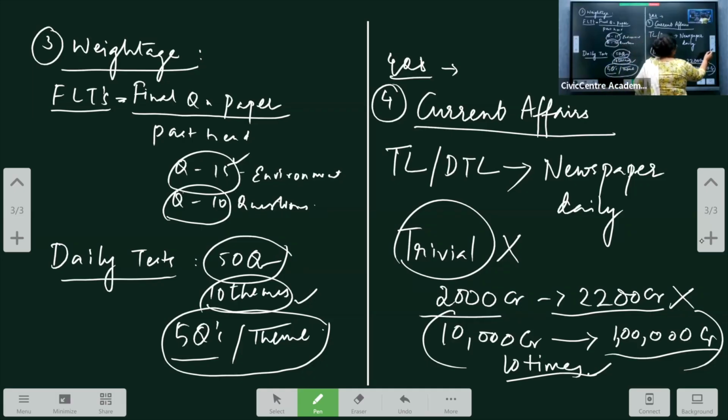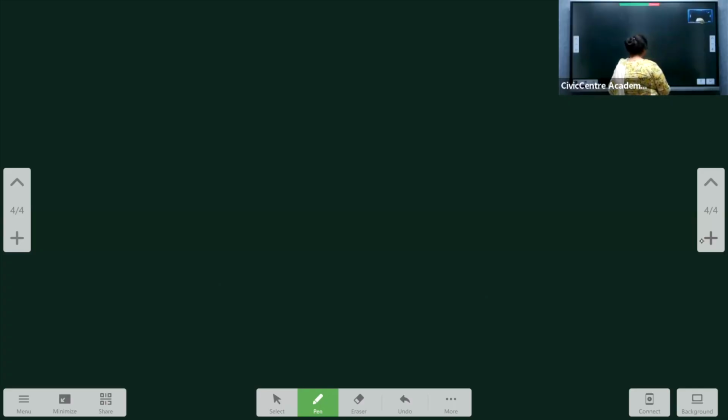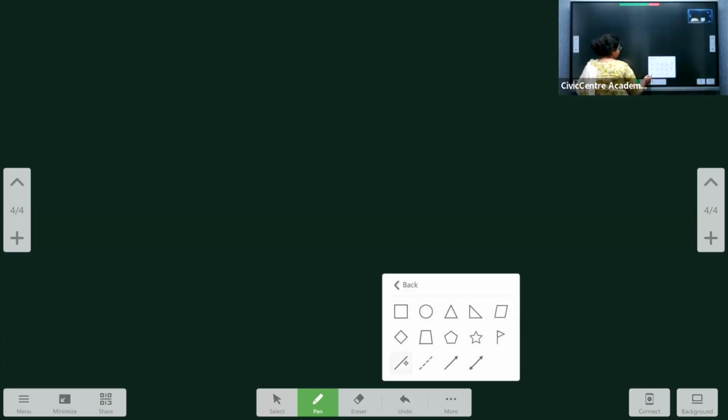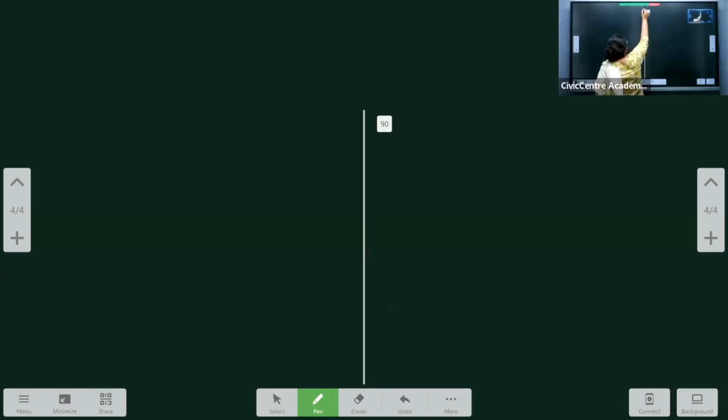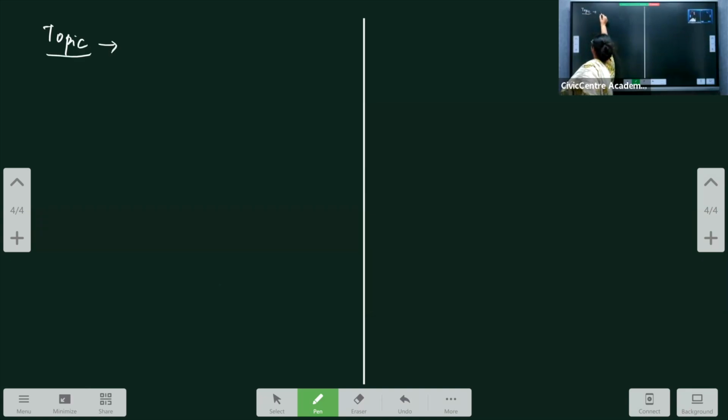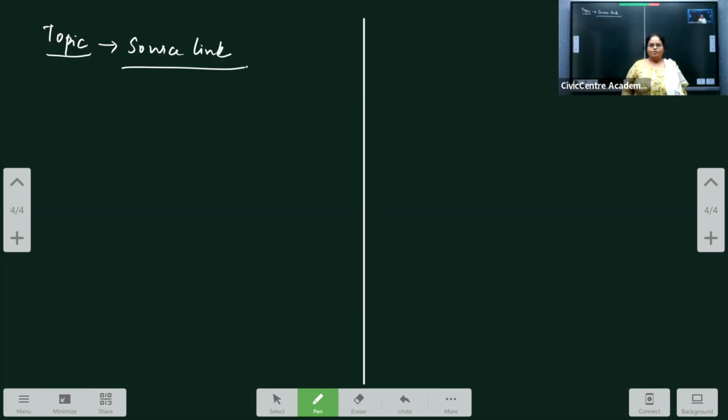Moving on, let's also understand what we mean here by trivial information and important information and how to data mine. The major problem that we have observed with the developers is that whenever we give a topic and subtopic, all you need is a source link. Without a source link, the developer is unable to develop any questions.